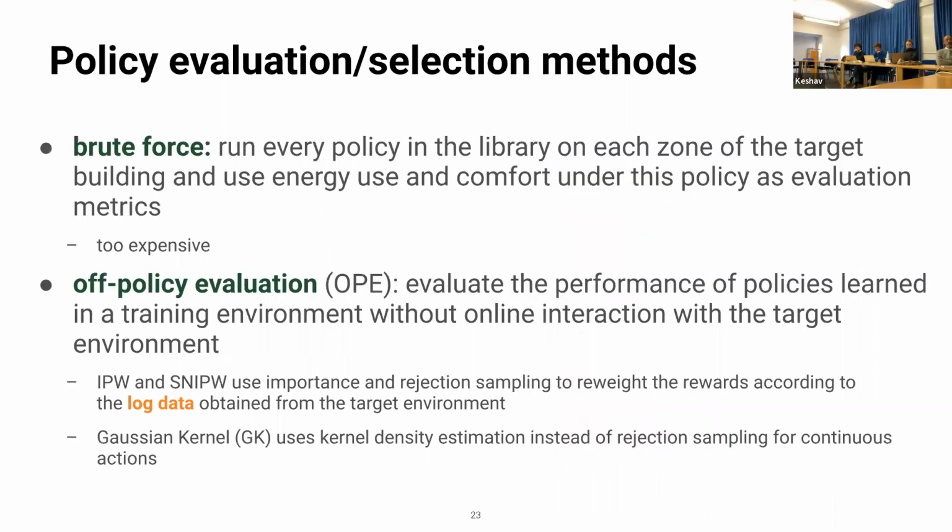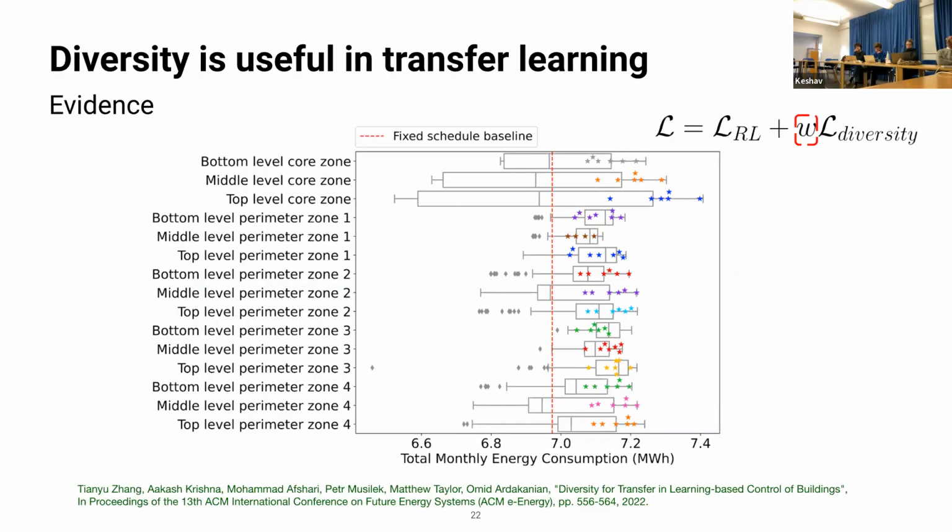I have a quick question on that. Sure. How do the policies, the diverse policies, perform on the source building? Are they all close to optimal, or are they very divergent in terms of absolute performance? Sorry, I didn't catch the first part of your question. Can you repeat that? How does the policy library perform on the source building? Are they all close to optimal, or are they very divergent?